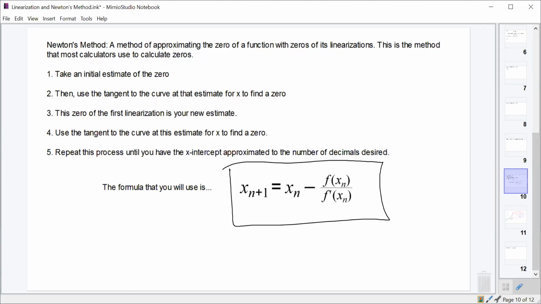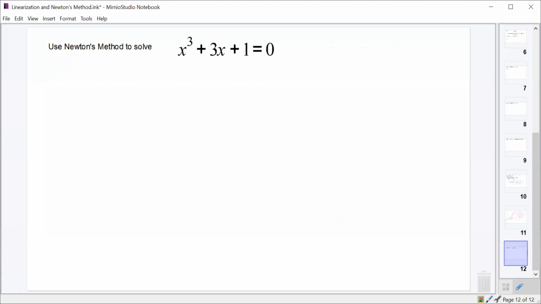Well, if I say I want it to be accurate to 4 decimals, as soon as you get a couple of results in a row that have the same first 4 decimals, you're good. We're going to use our calculator to help us evaluate these because they become very unpleasant. And when we use the calculator, I'm going to have it accurate to 9 or 10 decimal places. So we'll see that right now.